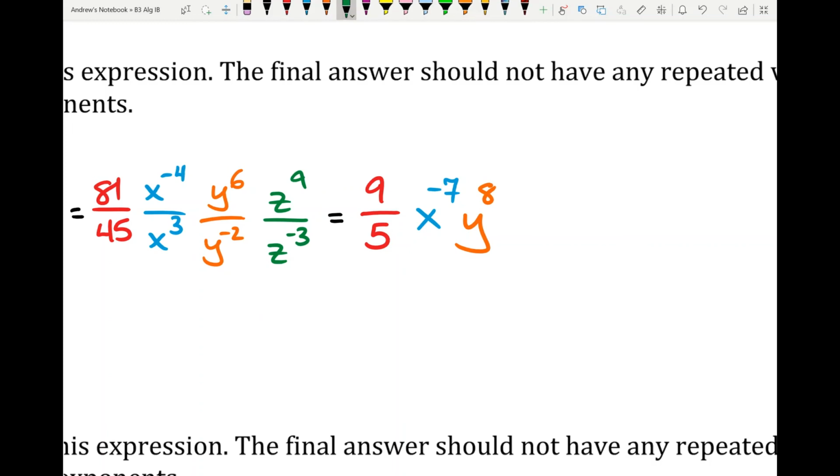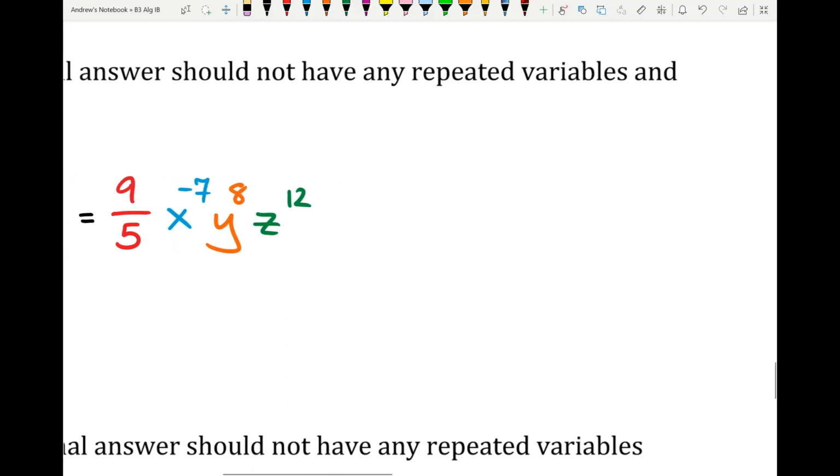And as for the z, kind of the same thing. This is 9 minus negative 3. So 9 plus 3 is going to give me z to the 12th. It's worth being a little careful when you're doing that subtraction. If you want to write it out on the bottom, just like I did with those last couple, nothing wrong with that. So now we're here.